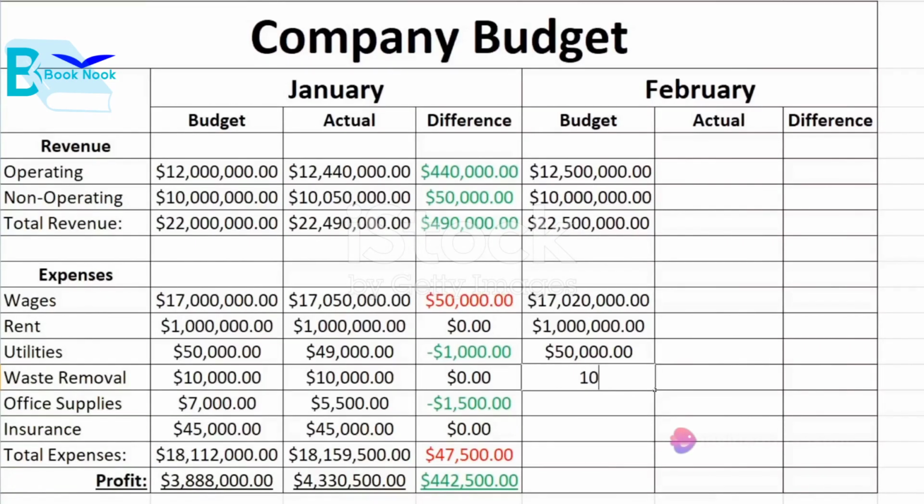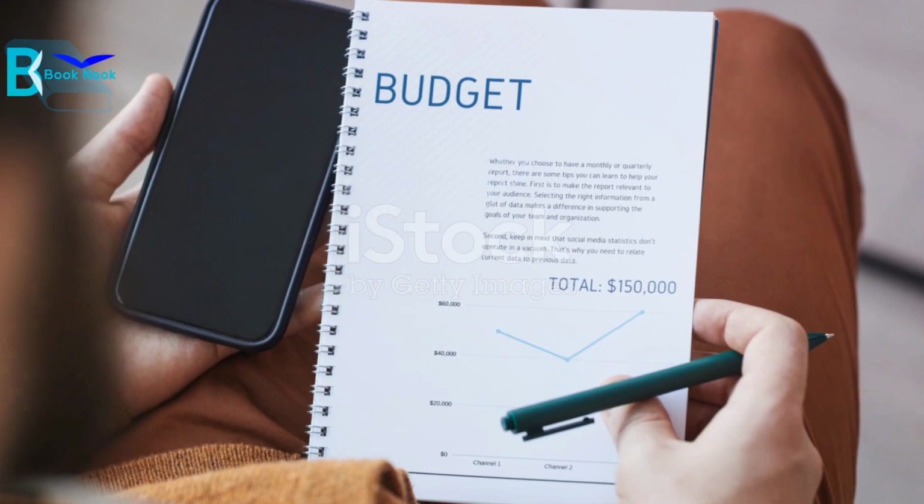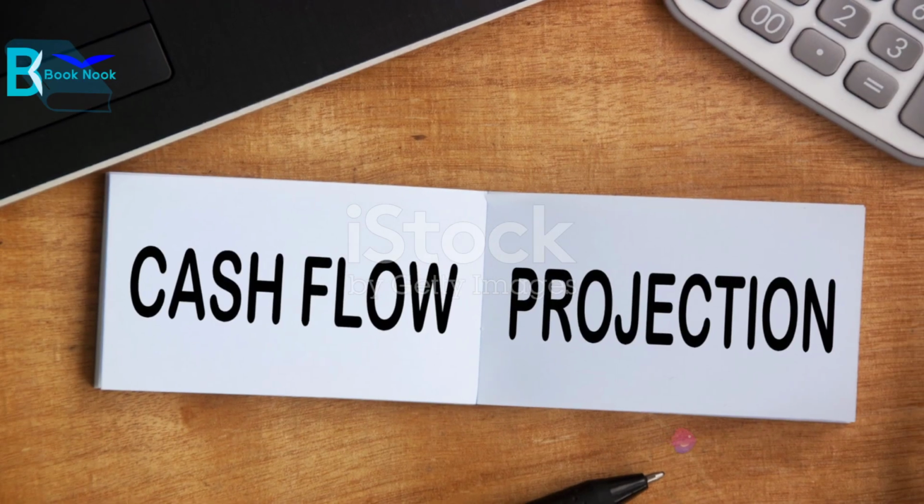Next, we have the cash flow budget. This one's all about timing. It tracks when the company expects to receive cash and when it expects to pay bills. Think of it as your road trip schedule, detailing when you'll be stopping for gas or grabbing a bite to eat. Then there's the capital budget.